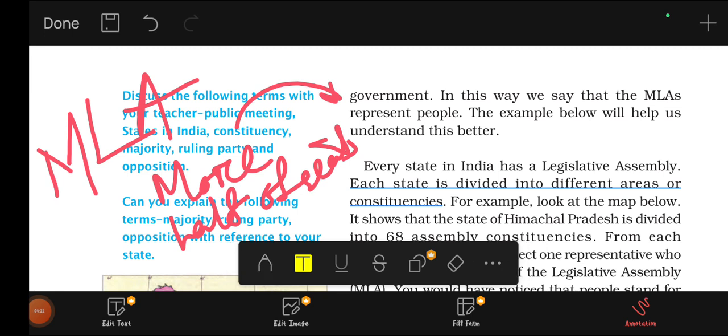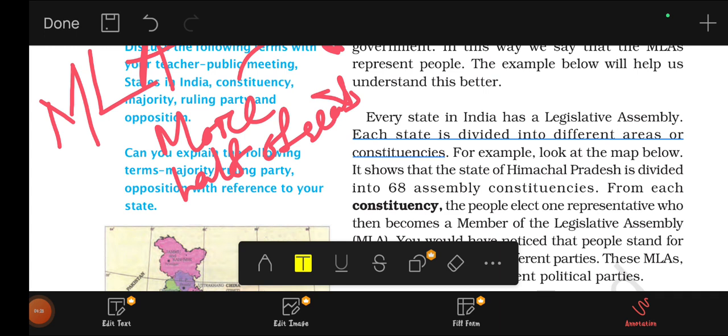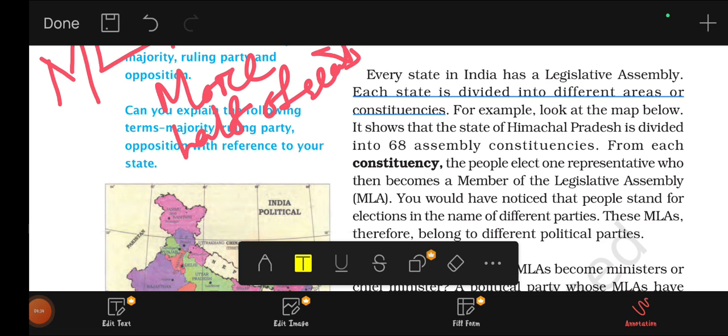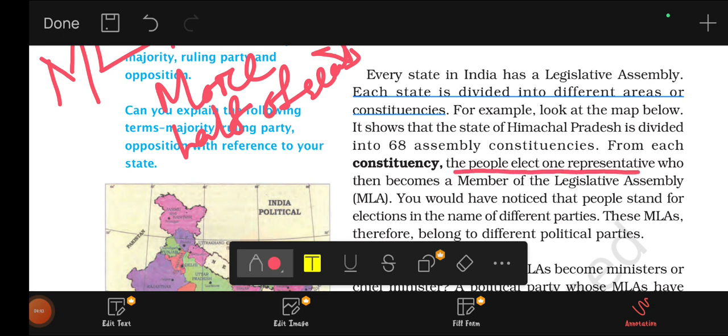And we'll understand this with the help of an example, Himachal Pradesh state, which has 68 assembly constituencies, and for each constituency people elect one representative who then becomes a member of the legislative assembly. And the legislative assembly is the place where the elected representatives group together to form the government and to run the state affairs.